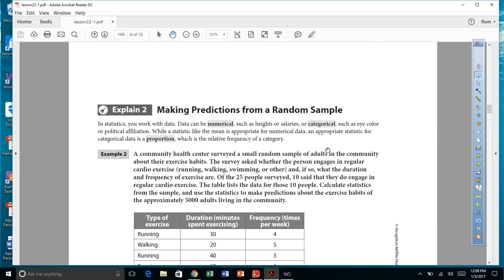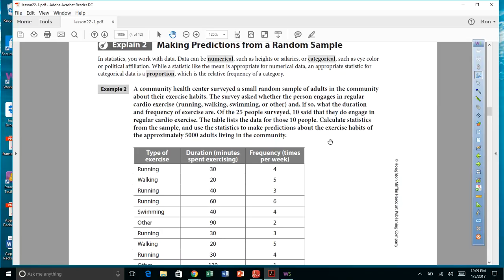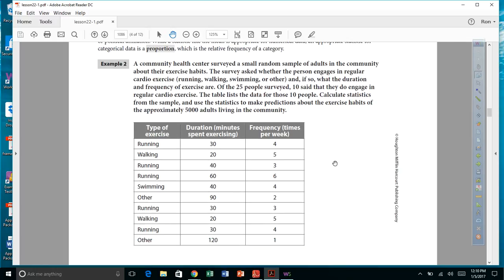Making predictions from a random sample. In statistics, you work with data. Data can be numerical, such as heights or salaries, or categorical, such as eye color or political affiliation. While a statistic like the mean is appropriate for numerical data, an appropriate statistic for categorical data is a proportion, which is the relative frequency of a category.